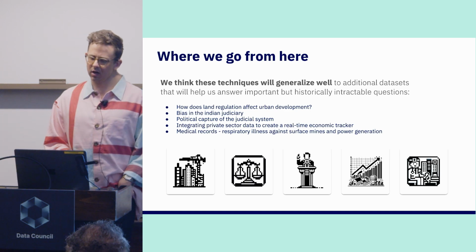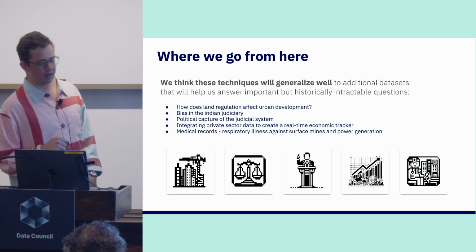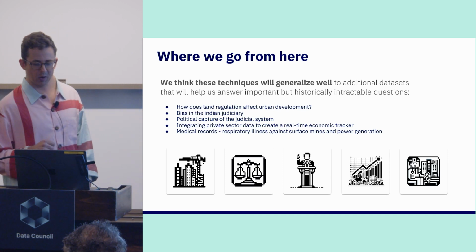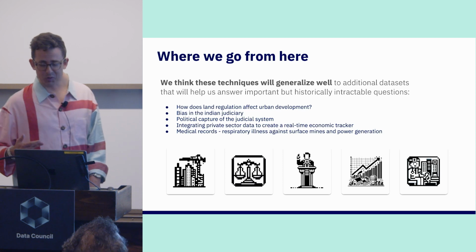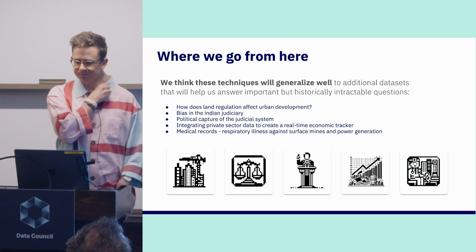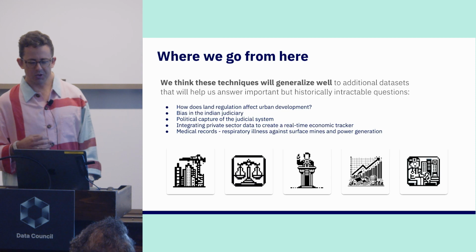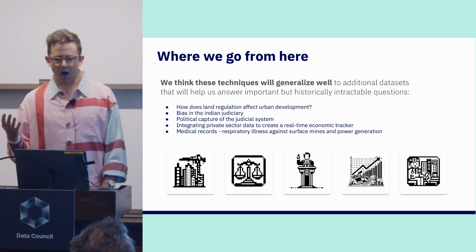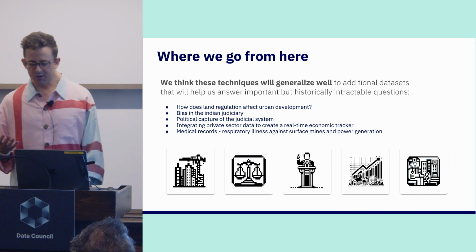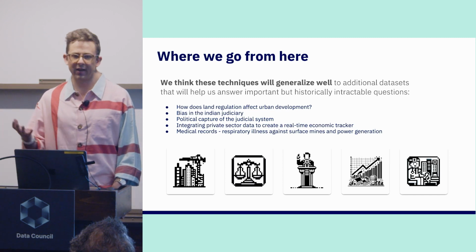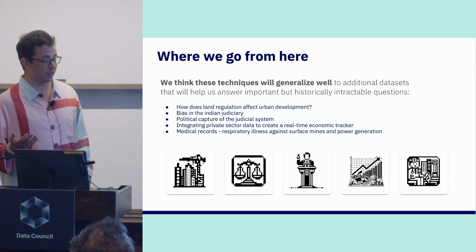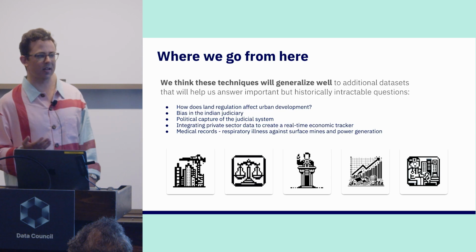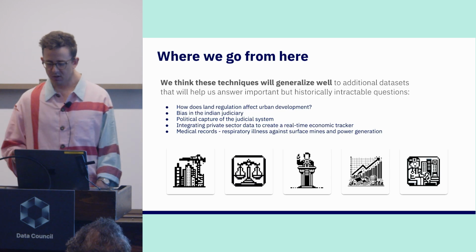So where do we go from here, given what we've learned? We think that these techniques will generalize very well to additional data sets that will help us answer more important but historically intractable questions. So, for example, how much does urbanization and internal migration to cities determine upward mobility? How does zoning and other regulation affect growth and human outcomes in cities? How biased is the judicial system? To what extent are major polluters causing morbidity and mortality as well as exacerbating climate change?